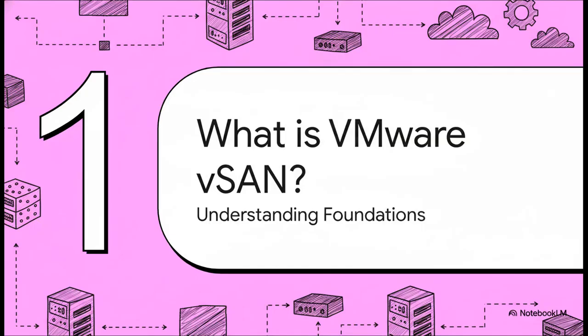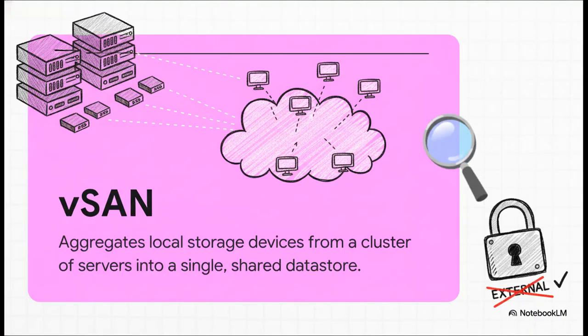Okay, first things first. What is VMware vSAN? Let's dive into the foundations. The core idea here is actually pretty brilliant in its simplicity. Just think about it. vSAN looks at all the local hard drives and SSDs you already have inside your servers, and it just pools them all together. It creates this one massive shared pool of storage, a single data store that every single one of your VMs can use. Boom. Just like that, you don't need that separate, clunky external storage system anymore.